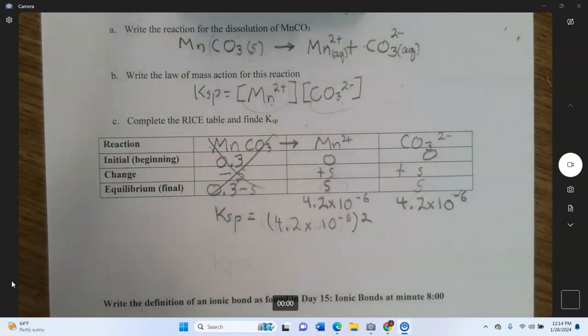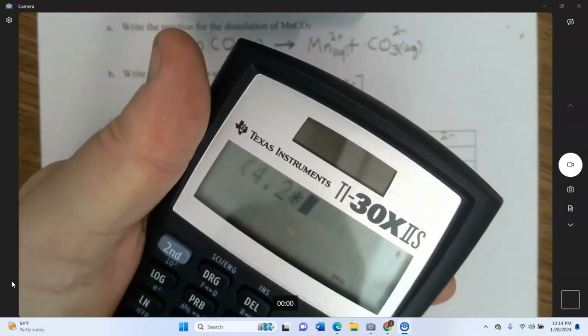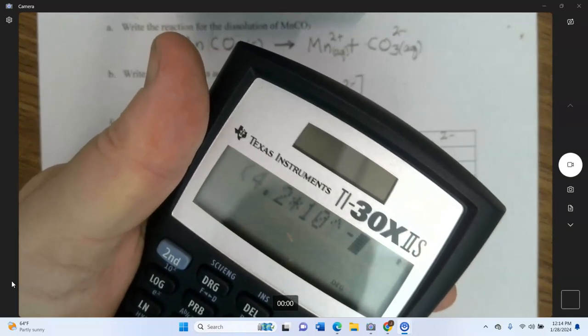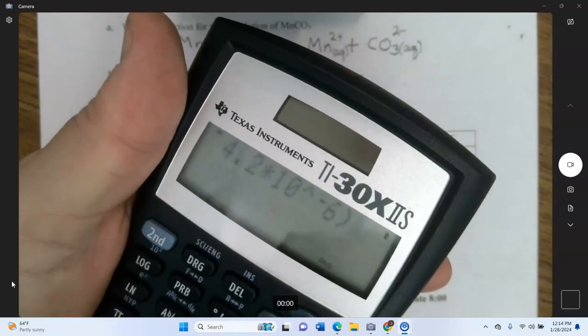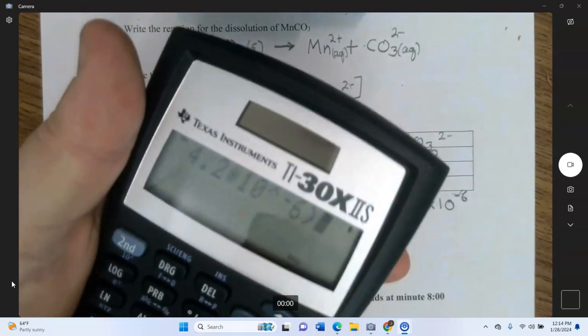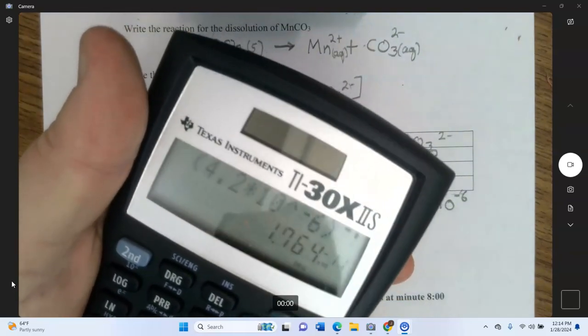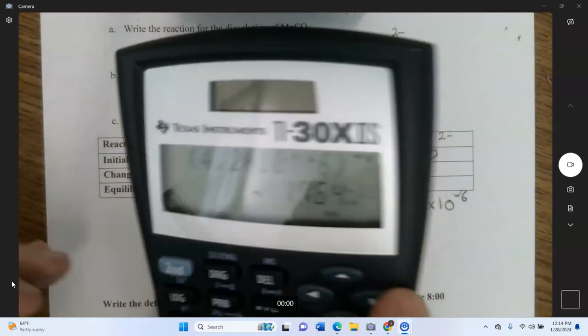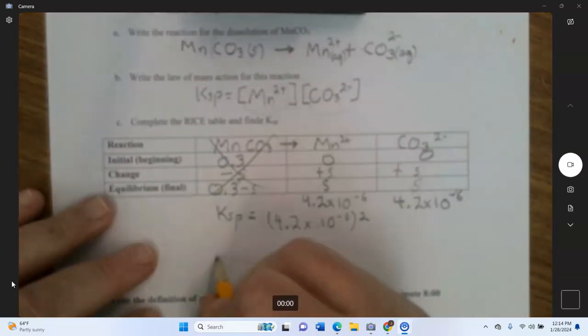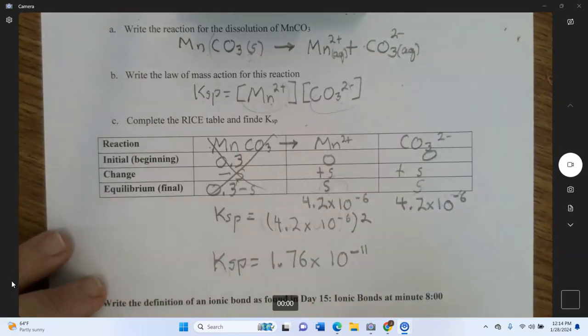Okay, so let's do that on the calculator. Be sure to know how to do that. So I'm going to start with a parenthesis, 4.2 times 10 caret negative 6, close parenthesis, and now I'm going to hit the x squared button right here. Just hit the x squared. And hit equals. And we get 1.76 times 10 to the negative 11th. You can see that. And since it's an equilibrium constant, it has no units of measure. So there, that is your answer.